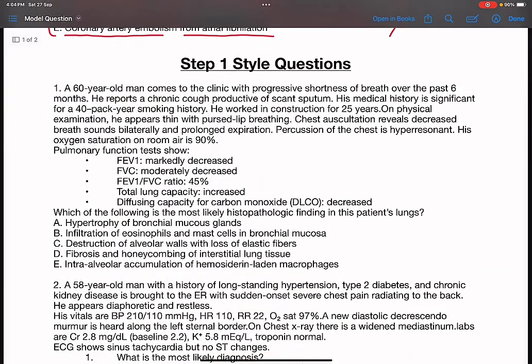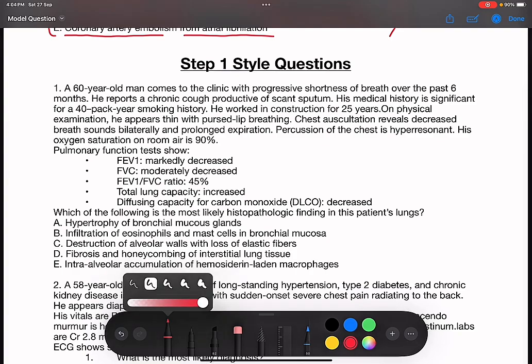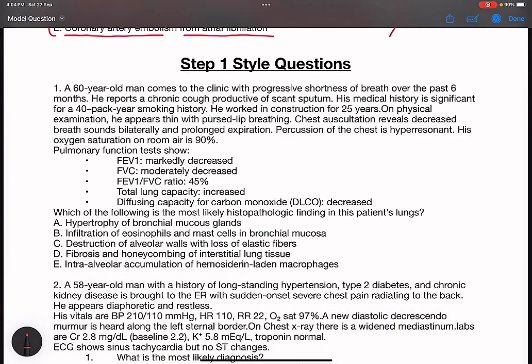There are different types of Step 1 style questions. At first we have a typical single type question. So let's go through question number 1. First thing to do is to read the last line. Which of the following is the most likely histopathologic finding in this patient's lungs? Now, we have to find histopathologic findings. Now, have a quick glance at the answer options.